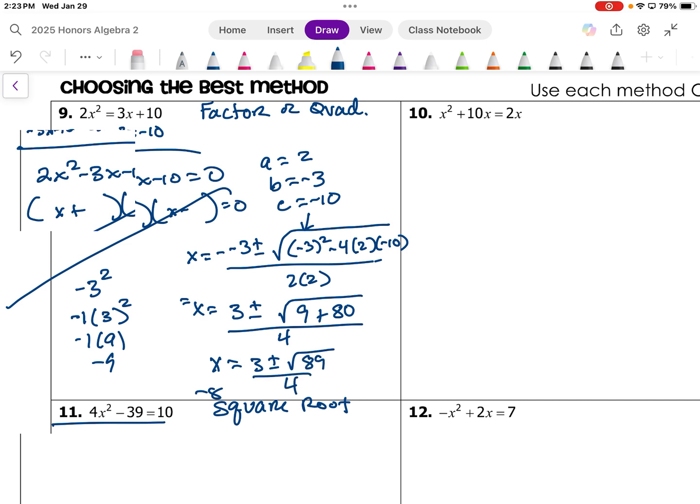Then I think about, are there any factors of 89? And if I'm not mistaken, it's prime. Okay. So I'm done. That tells me I have 2 answers. 3 plus the square root of 89 over 4, and 3 minus the square root of 89 over 4. Those are my two answers, each of them with a comma 0.